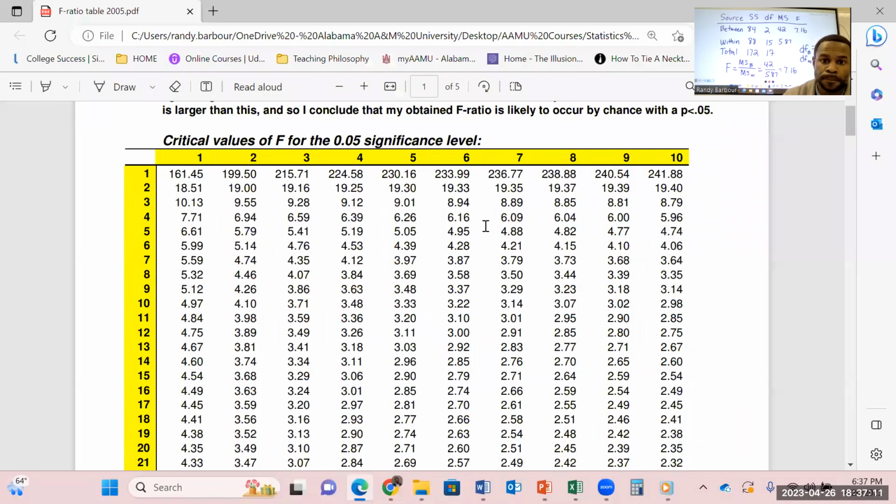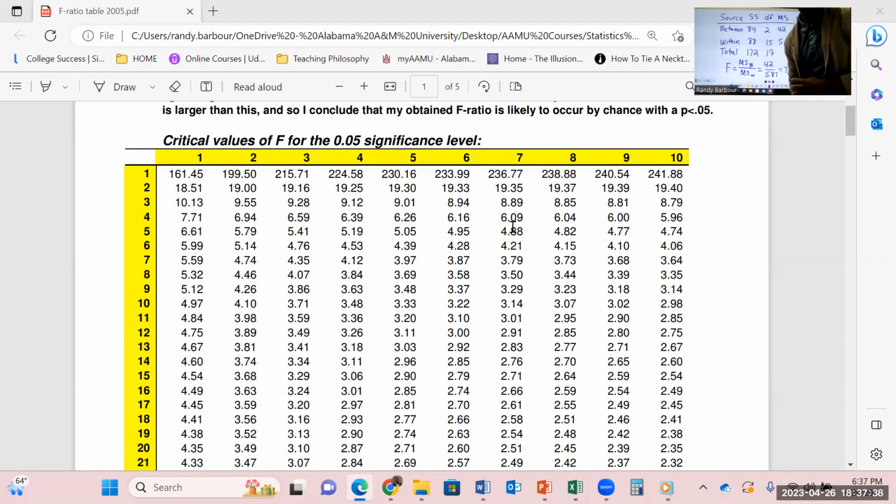So this chart here is the F table, okay? I'm going to post this to Blackboard so you'll have an idea of where it is. You're going to need this for your exam, okay? So for us, we want to find our critical F value, okay? And what they've given us is, again, our alpha level. We say alpha level is 0.05.